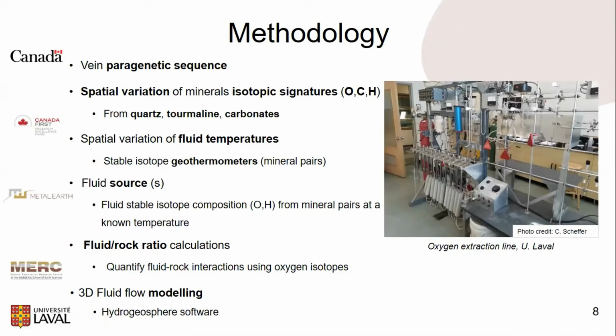So afterwards, we established a paragenetic sequence to narrow down our selection of samples and identify the veins related to gold events. We then analyzed the quartz, tourmaline, and carbonates from those veins for their stable isotope signatures and observed spatial variations of those signatures.